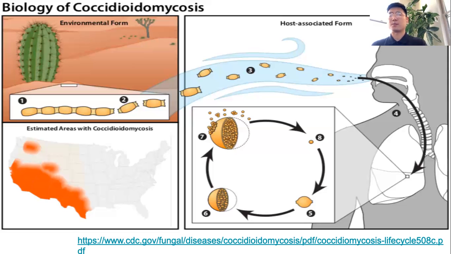Once in the lungs, these spores activate and begin to grow. Once they reach a certain size, they will burst, and then the spores will spread to different organs in the human body.